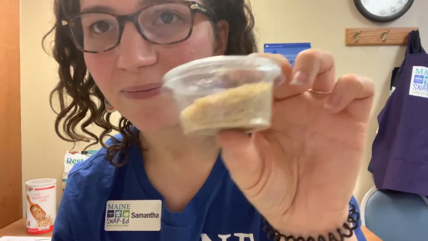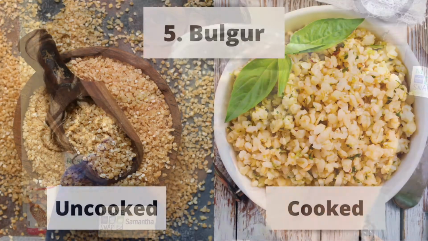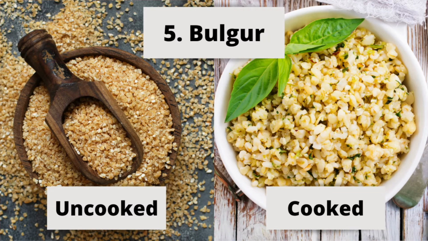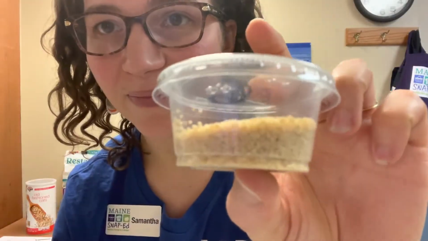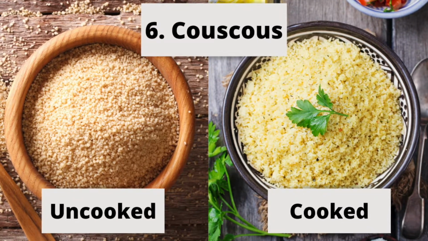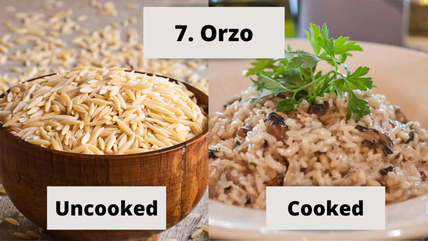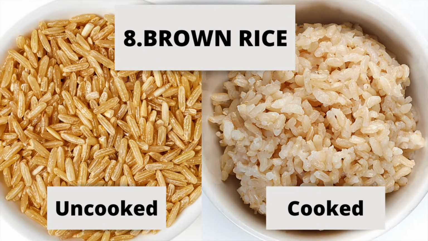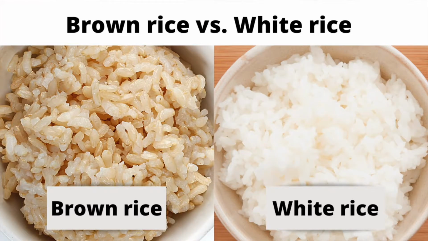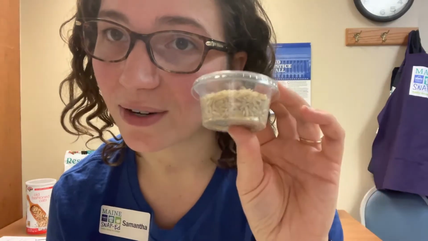Number 5, this is bulgur. Number 6 is couscous. It puffs up into fun round shapes when it's cooked. We have orzo. And then we have brown rice. Notice that this is not white rice. White rice would be that enriched grain that only contains the endosperm. Brown rice has all 3 of those layers.